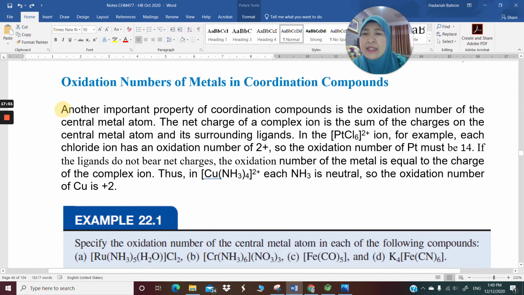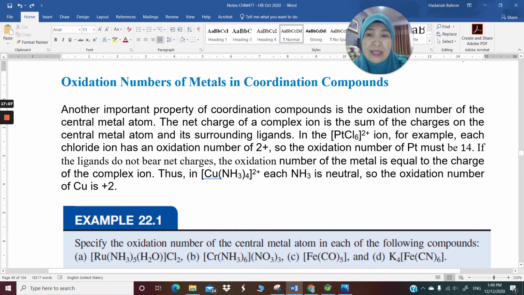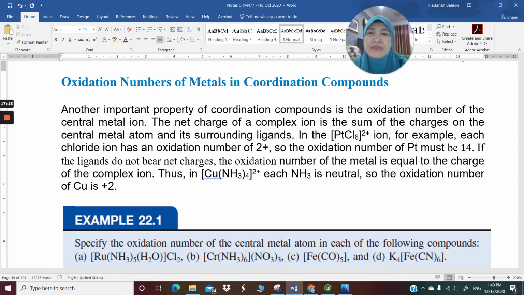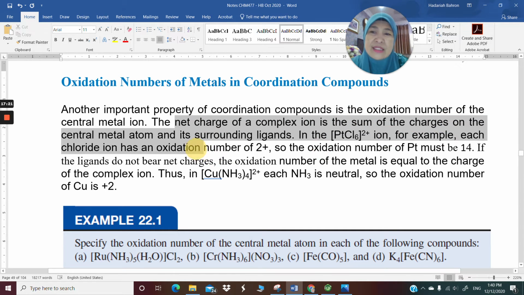Another important property of coordination compounds is the oxidation number of the central metal atom, or it should be ion. If there is a charge, then it should be ion. The net charge of a complex ion is the sum of the charges on the central metal and its surrounding ligand. So if you have PtCl6 2 plus ion, this is the complex ion that has 1 platinum and 6 chloride attached to it. Now each chloride carries with it 1 minus charge.